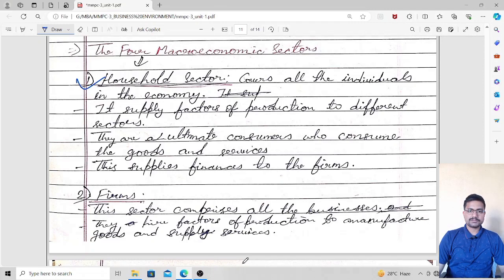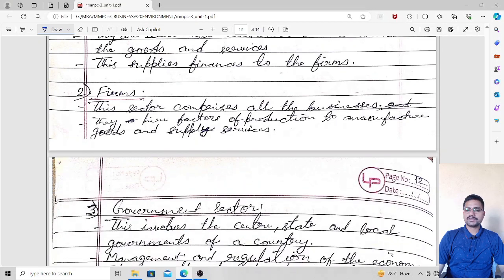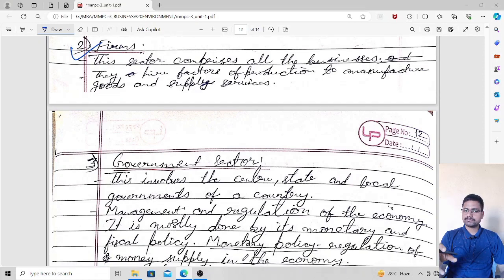Next, the firms. This sector comprises all the businesses. They hire factors of production, like capital and labor, to manufacture goods and supply services.